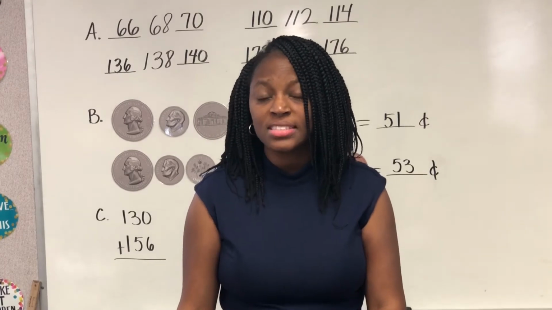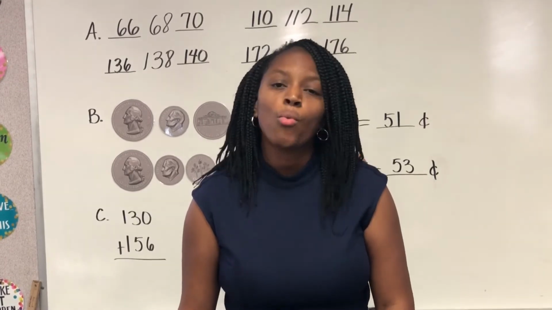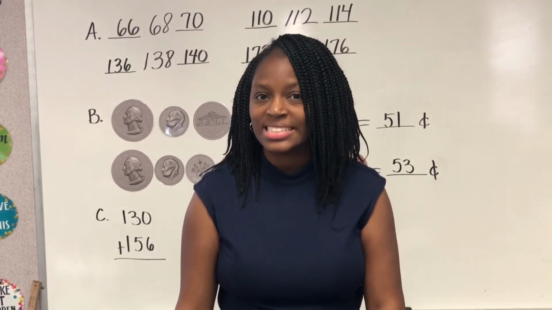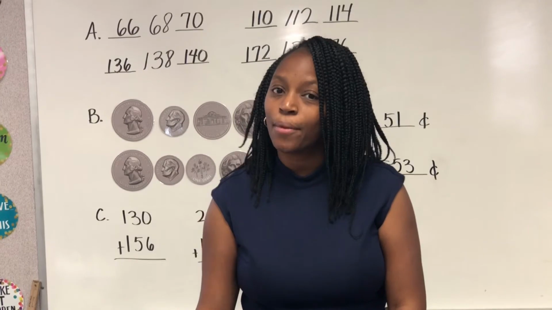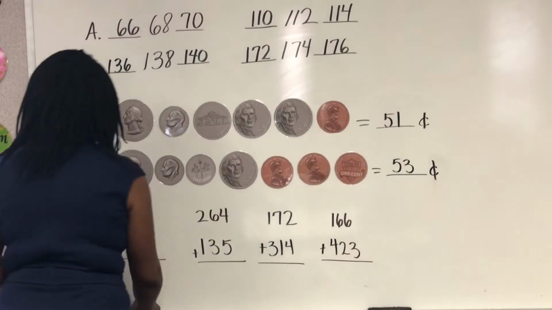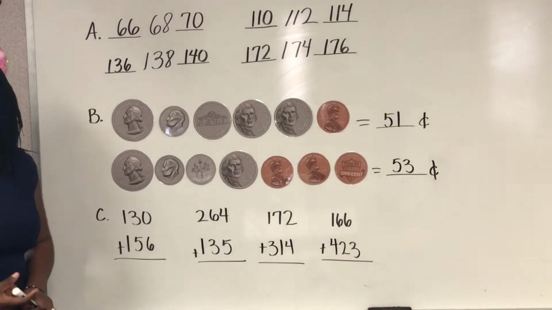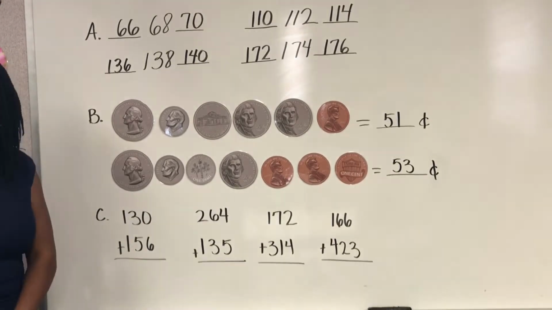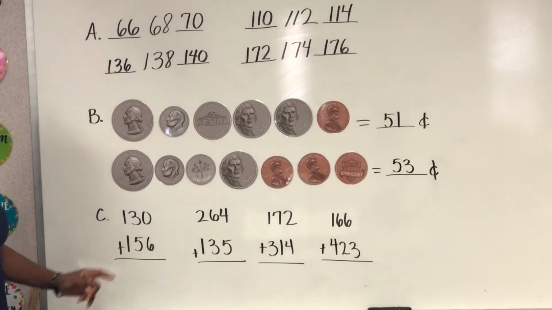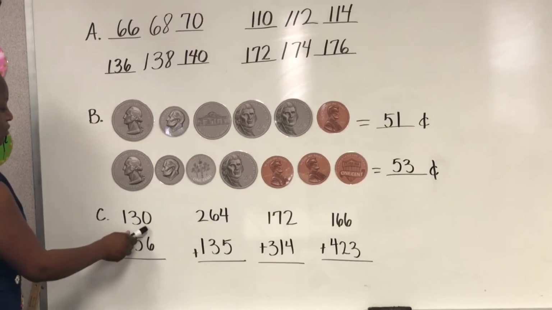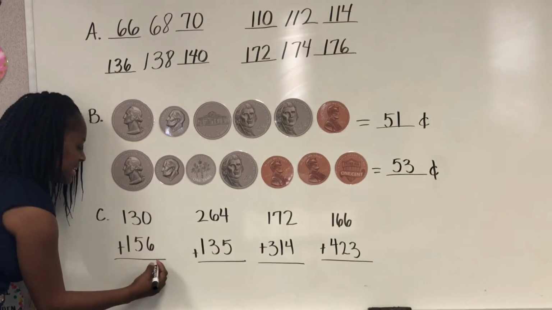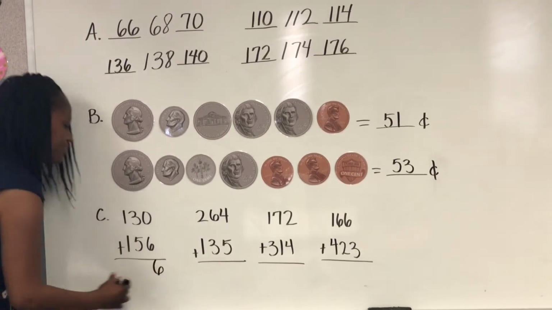All right, boys and girls, the next thing we're going to do, we're going to be adding 3-digit numbers by 3-digit numbers. So take a look at our board. My first problem is 130 plus 156. Which place value do we do first? We start with the ones place. Now, boys and girls, what's 0 plus 6? 0 plus 6 equals 6.